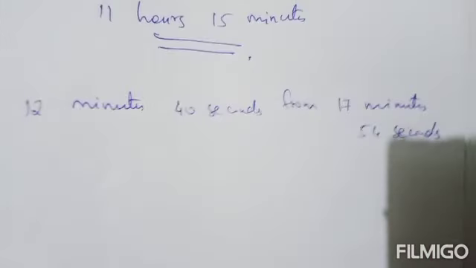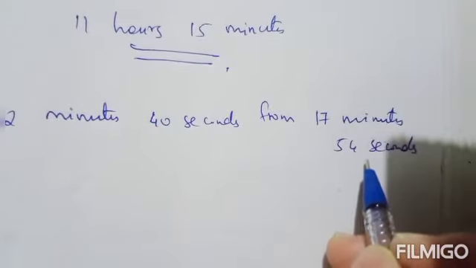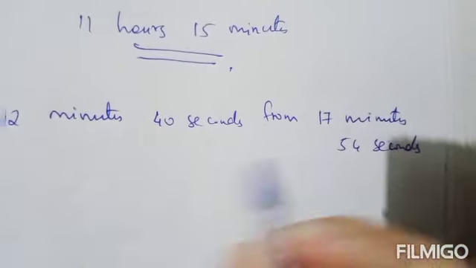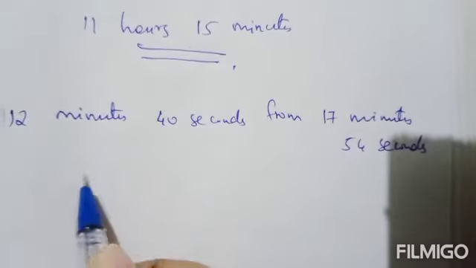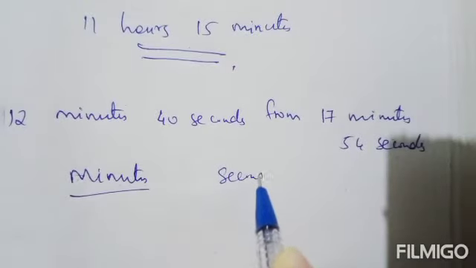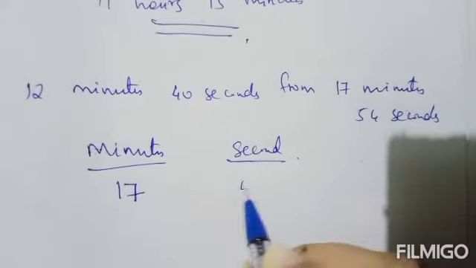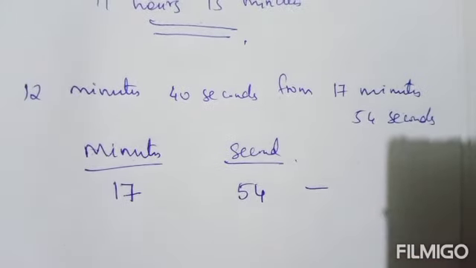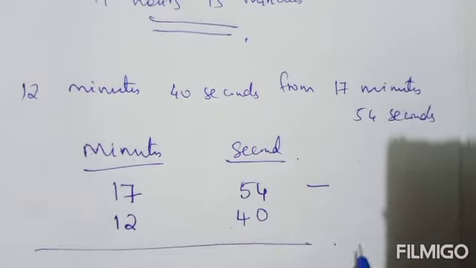Okay. Next H, 12 minutes 40 seconds from 17 minutes 54 seconds. So from 17 minutes 54 seconds you have to subtract 12 minutes 40 seconds. Minutes you can write in one column and seconds you can write in another column.